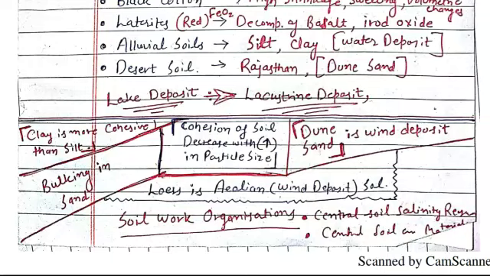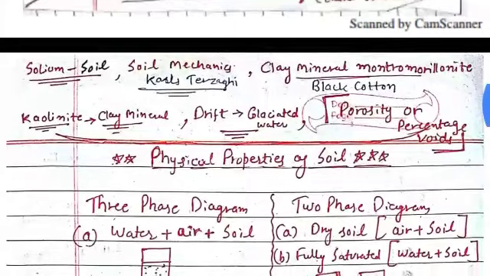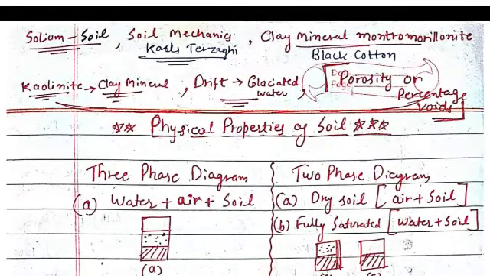And soil work organization, there are mainly two types of organizations. First one, Central Soil Salinity Research. Next, Central Soil and Materials. Next one is soil is formed. Soil word is derived from the word solium, that is Greek word solium. Soil mechanics. Father of soil mechanics, Karl Terzaghi.